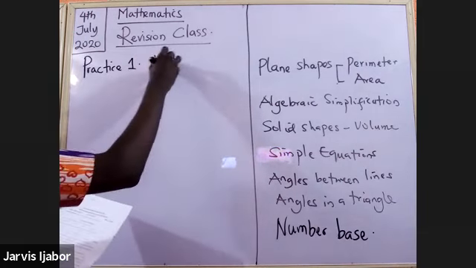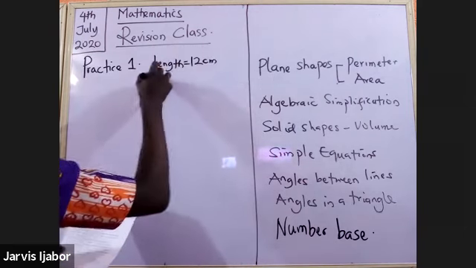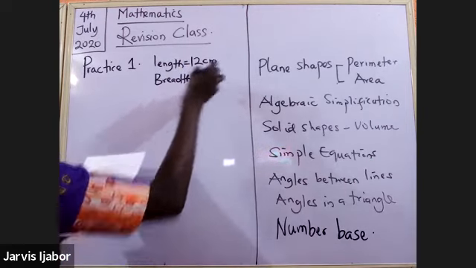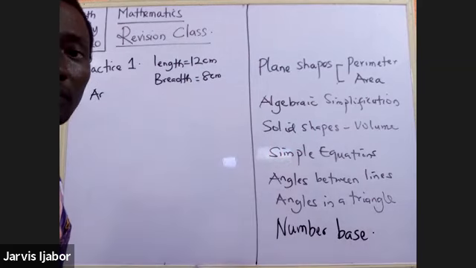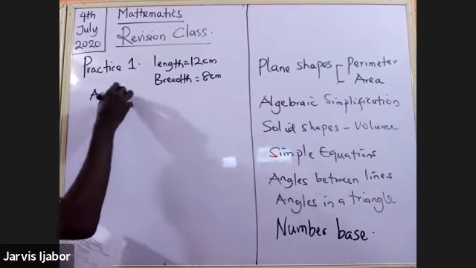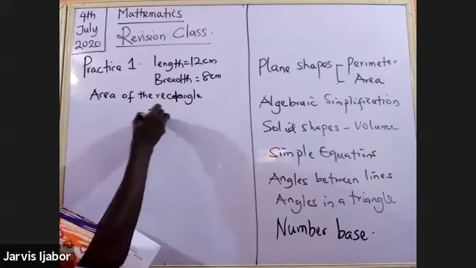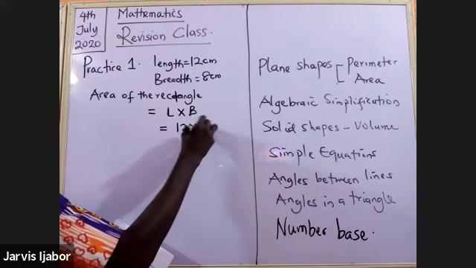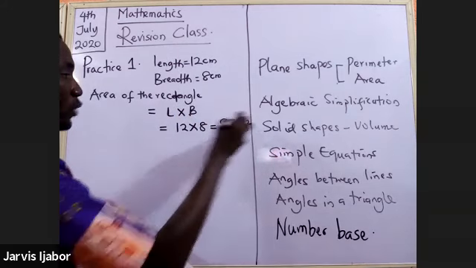Now the length is what? 12 cm. The breadth is what? 8 cm. What are we told to do? Area. So the area of the rectangle will be equal to length times breadth, which will be 12 times 8. And if you do your multiplication correctly, you have 96 cm squared.